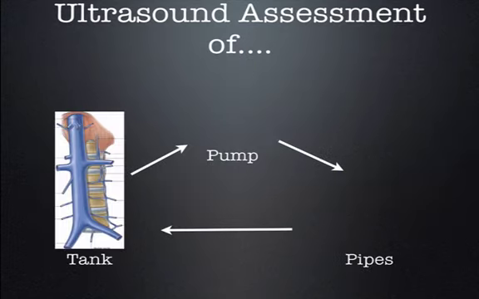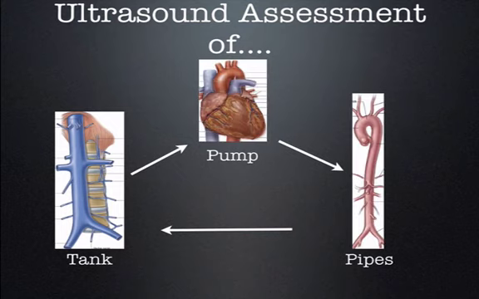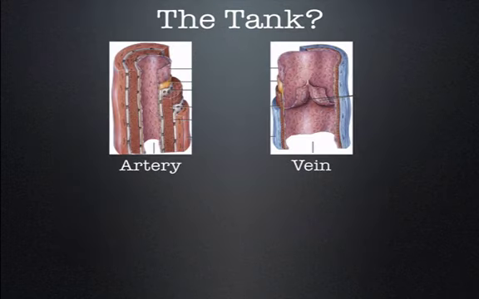All right? Now for us, the tank is going to be the inferior vena cava. The pump is going to be the heart, obviously. The pipes are going to be the aorta for the most part. Now, let's focus on the tank for a second.